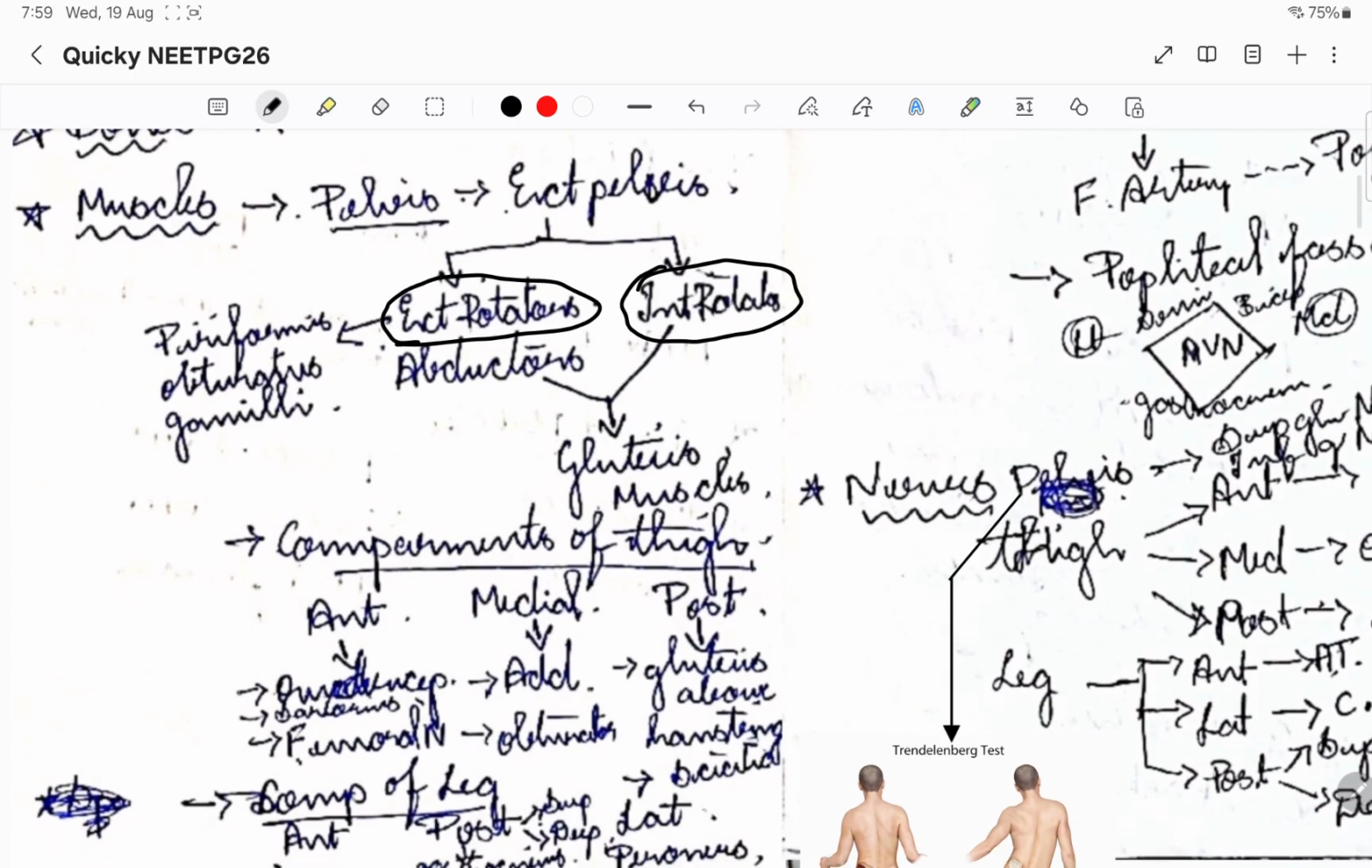External rotators of the thigh are piriformis, obturator, and gemini. Piriformis, obturatus, and gemini. These are the external rotators which rotate the thigh externally. Internal rotation is by the gluteus muscles, that is gluteus medius and gluteus minimus. Please remember this and don't forget: internal rotation is caused by gluteus muscles, whereas external rotation is caused by piriformis, obturatus, and gemini.